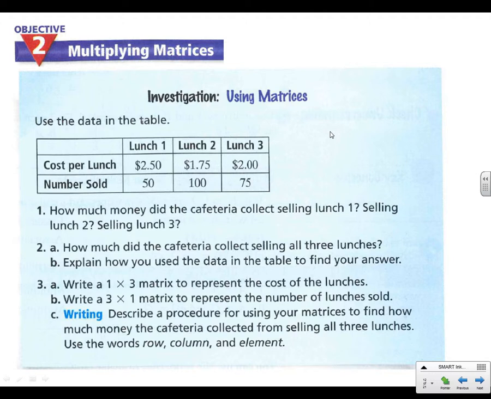Alright, so there's an investigation here that I'd like you to take a minute and do. So go ahead and pause your video, take a look at this. This is in the book, or you can look at it on the screen. Read through these problems and see if you can answer all of these questions before we move on. Okay, we'll go over this in class, but make sure, give this a shot for me.